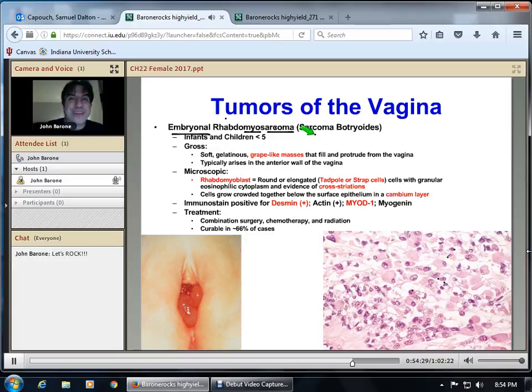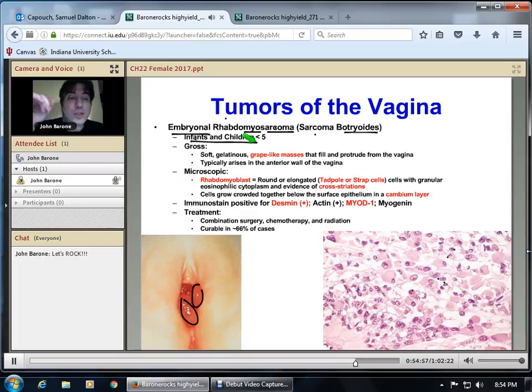Now, an older name is sarcoma botryoides. I kind of like this name because botryoides means grapes. Grapes. What's coming out of this baby's vagina? Polypoid grape-like masses. Grapes coming out of the baby's vagina. But the key here is the age. They're always young. I'm talking infants, 1, 2, 3, 5 years max. So again, grapes in the vagina of the very young.